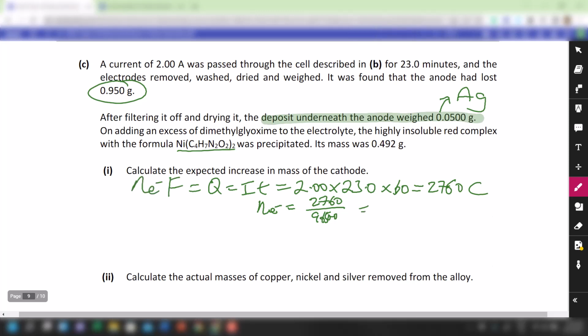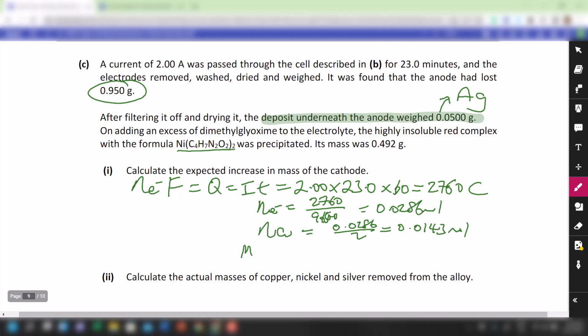Okay, then we can calculate the number of moles of electrons. That will be 0.0286 moles. So I can easily calculate the number of moles of copper. That will be 0.0286 divided by 2, so that will be 0.0143 moles. And then of course the mass of copper deposited is also the expected increase in mass.